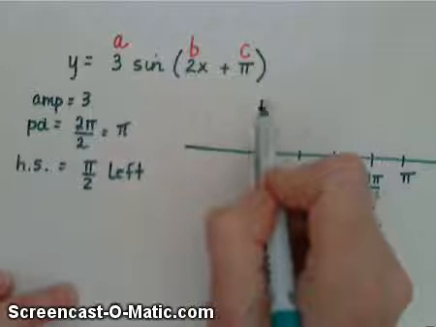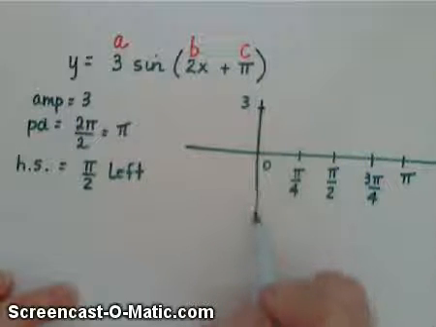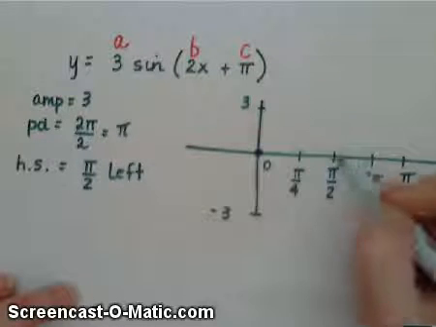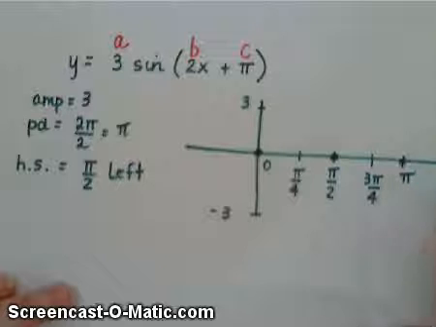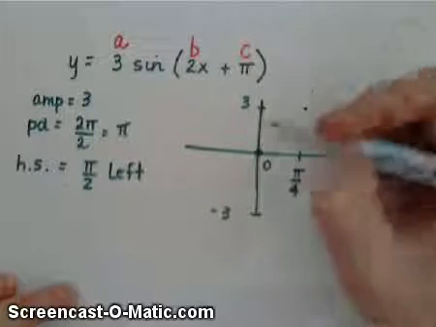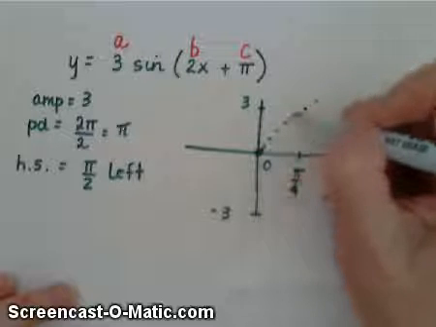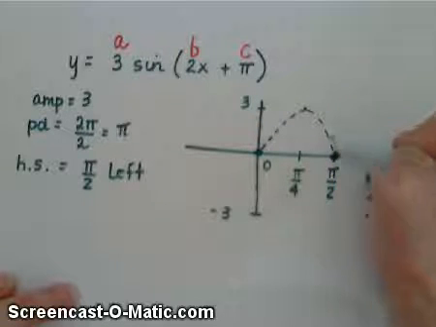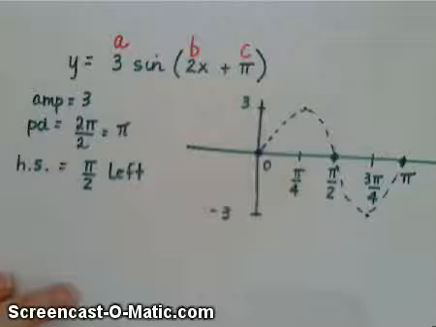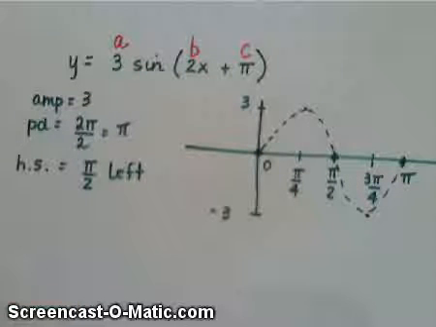The amplitude is 3, so let's go up to 3 and down to -3. And let's just sketch in one period of this sine curve. So it would cross here and here and here, and it's positive, and it's going to go down here. Now, watch what I'm going to do. I'm just going to dot this curve. Now, that is one period of y equals 3 sine 2x.